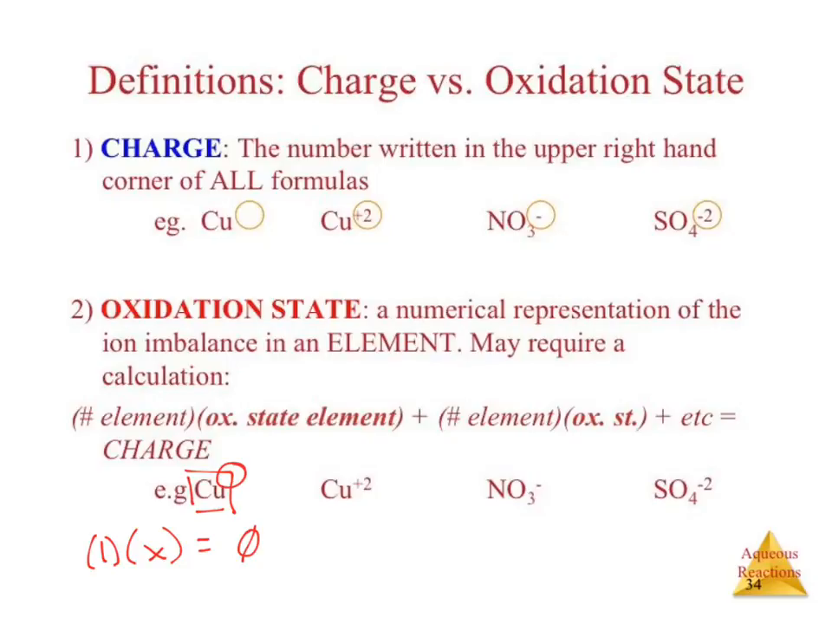Next one. What is the oxidation state for Cu plus 2? Well, we go through and solve it the same way. How many coppers are there? What's the oxidation state? X. This has to equal the overall charge, which is plus 2. Solve for X. It's plus 2. Good job.